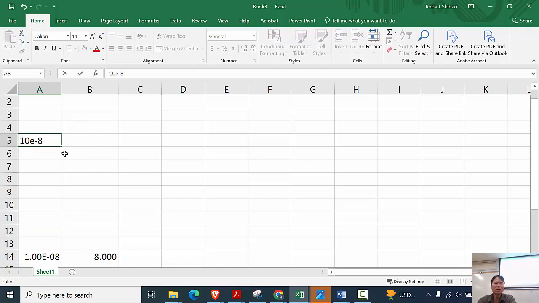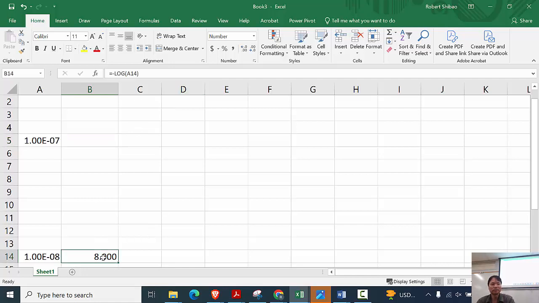You know what Excel is going to do to my 10 times 10 to the minus 8? When I hit the enter key, what's Excel going to do? It's going to change it to 1 times 10 to the negative 7, which is bigger. And what's the pH of this? Or P, the power function? It'd be 7, right?